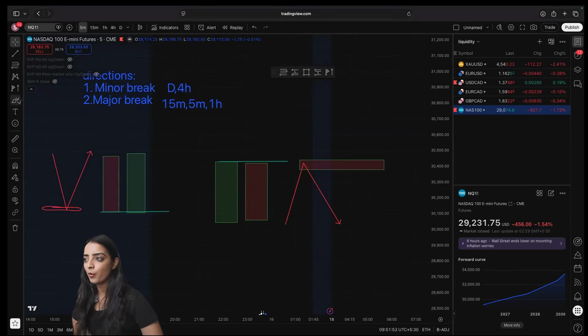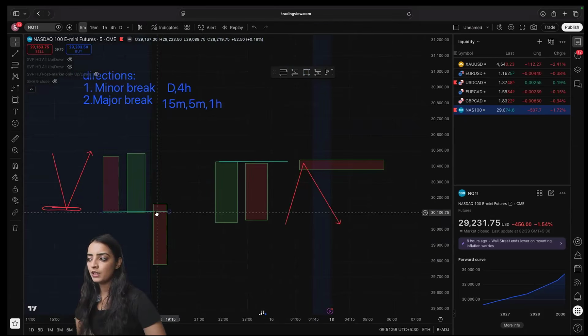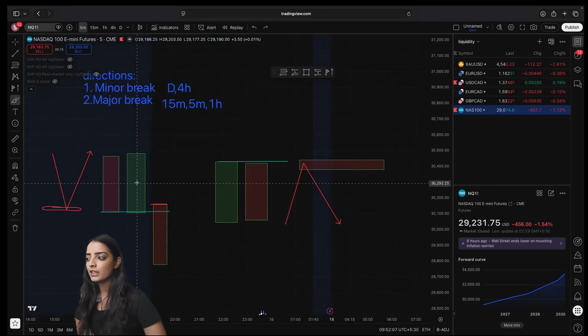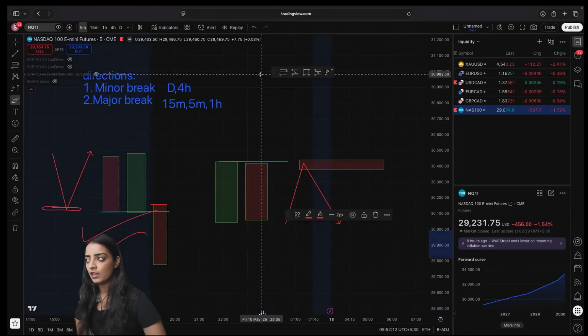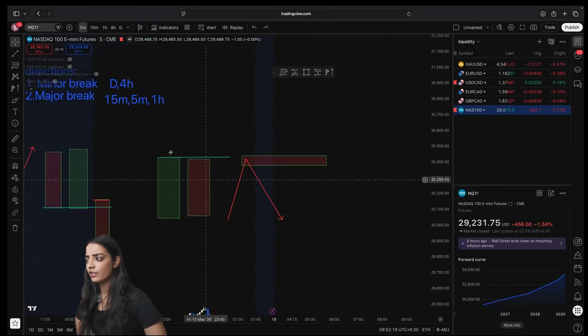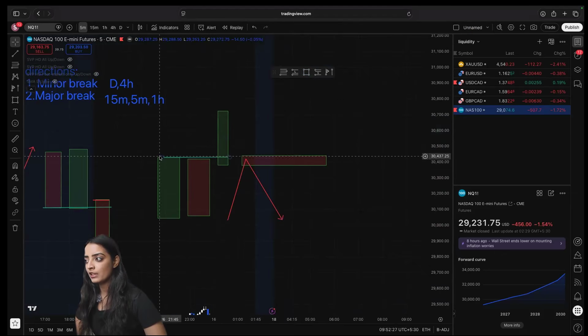Now, for the support to be broken, what do I need? I need a candle like this. This is a red candle. A red candle opened over here, came all the way down, closed here, which means a candle broke and closed below my support region. So this would mean the support is now broken. And here, let's say I have a green candle like this, and if this green candle closes above, this would mean that the resistance is now broken by a green candle.